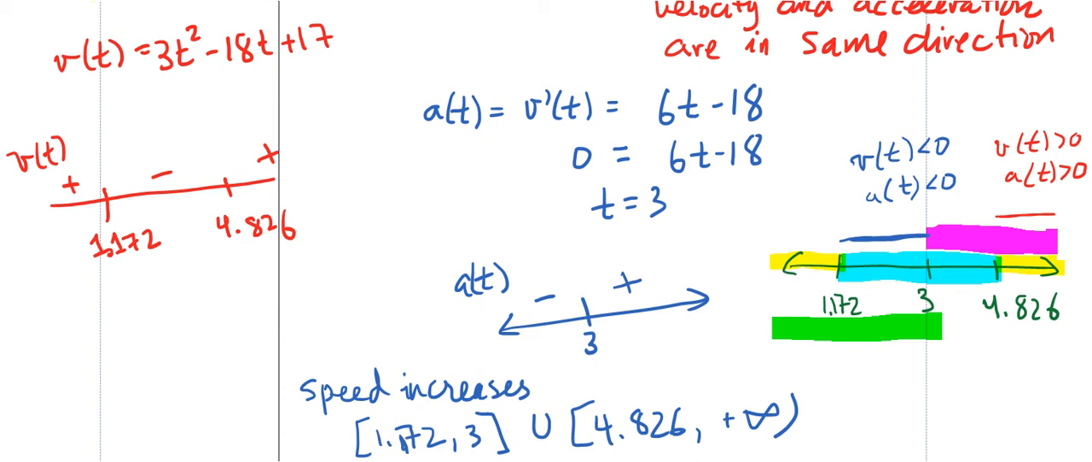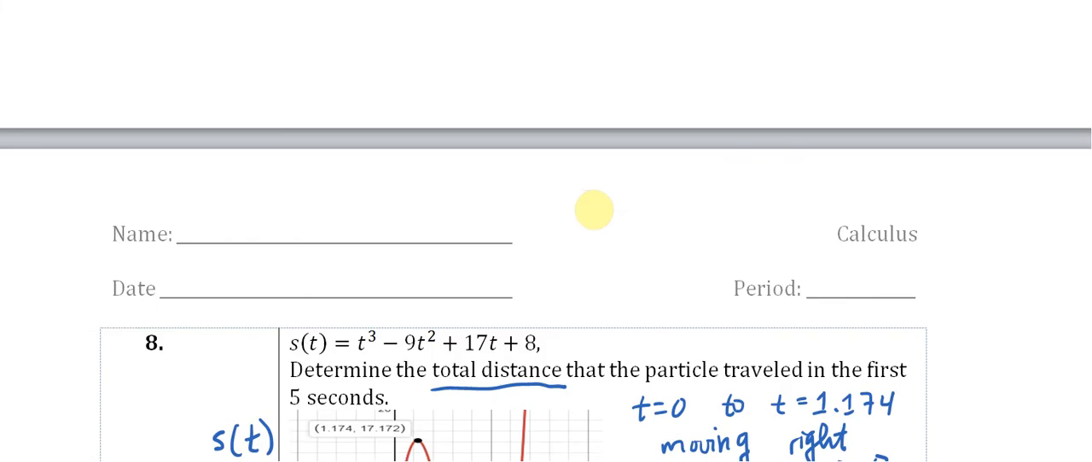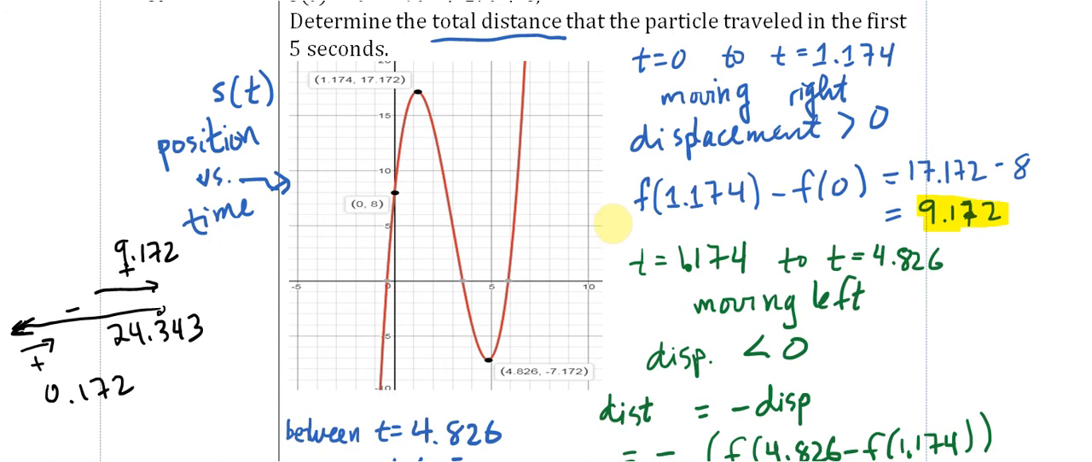Let me just write this better. This is ridiculous handwriting right now. All right, so: 1.172 to 3, and from 4.826 to positive infinity. Let's go back and look at this graph here just to get a better sense of exactly what's going on. We want it to be both increasing and concave up. So when t is 3, this is the inflection point right here.